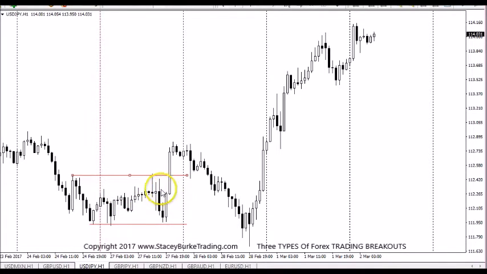But nothing typically has happened. As soon as it tested the Friday low, we saw that market come back inside of the range and then trade sideways. That's our third type of price breakout. So price broke, it retested, it failed, and then it went into a trading range.